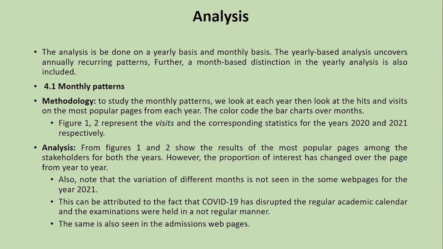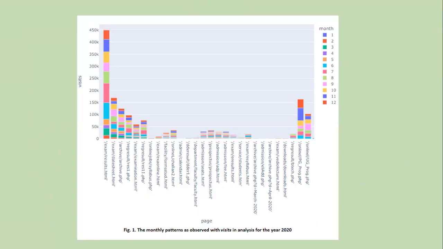We have analyzed annual and monthly patterns. Methodology: to study the monthly pattern, we look at each year, then look at the hits and visits on the most popular pages from each year. The color-coded bar charts are over the months. I will show the graph. This is the graph for 2020 month-wise popularity of the pages.